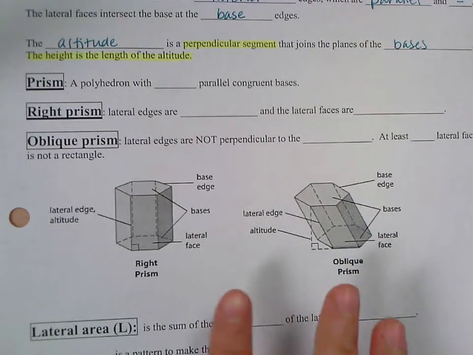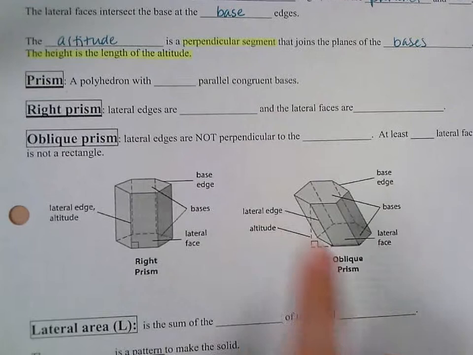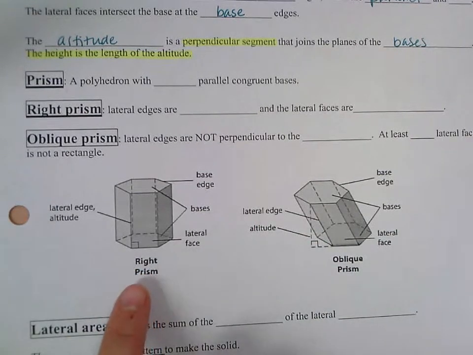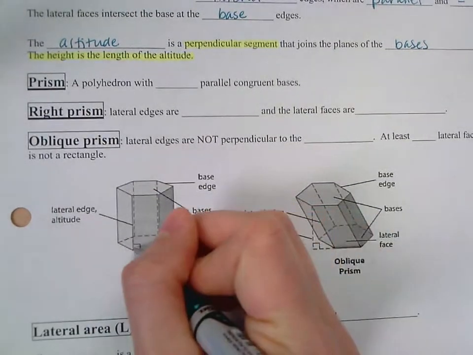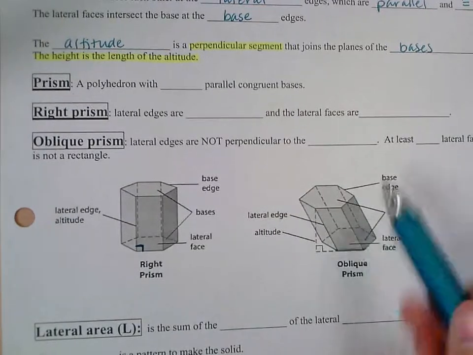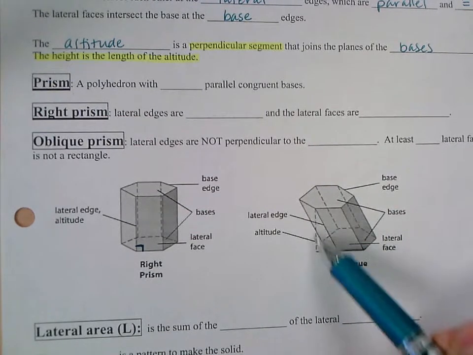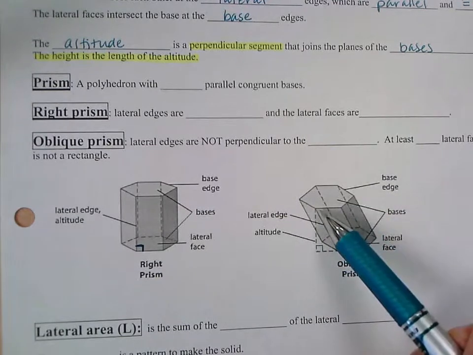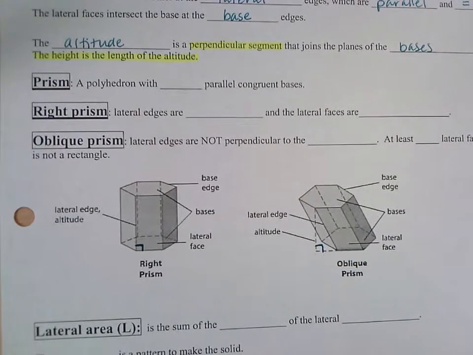So the key here is you don't want to, I guess, mistake a lateral edge for an altitude. So here in this right prism, this lateral edge actually is an altitude because of that 90-degree angle. But over here, this lateral edge is not an altitude. The altitude would be this distance here. So it's not actually part of the shape itself, but it's that perpendicular distance from one base to the other. So you have to look for that 90-degree angle for the altitude and the height.